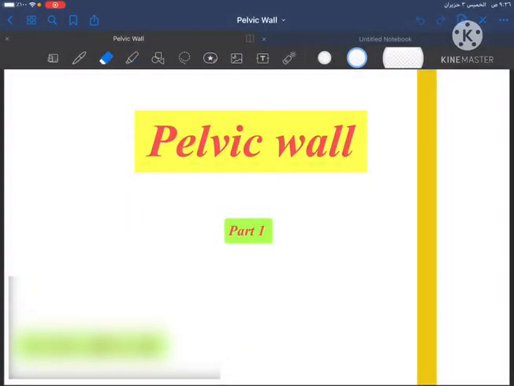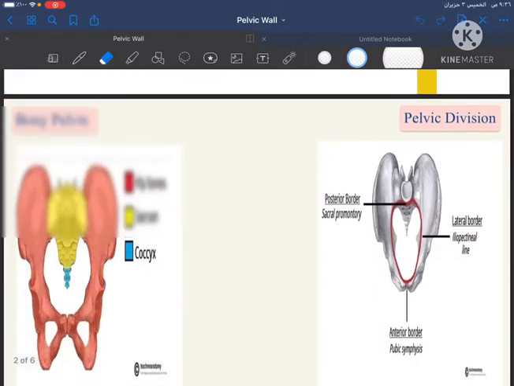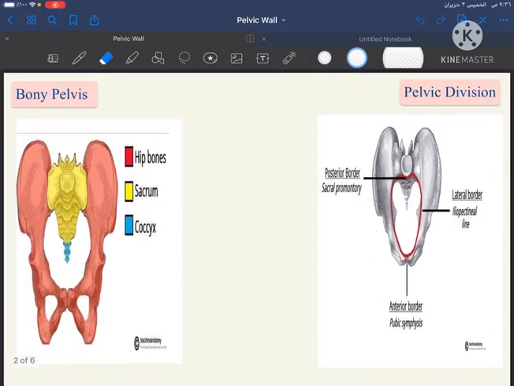Hello everyone, we will study the pelvic wall. The bones of the pelvic wall are composed of the hip bones, two hip bones on the left and right, and also the sacrum with coccyx.